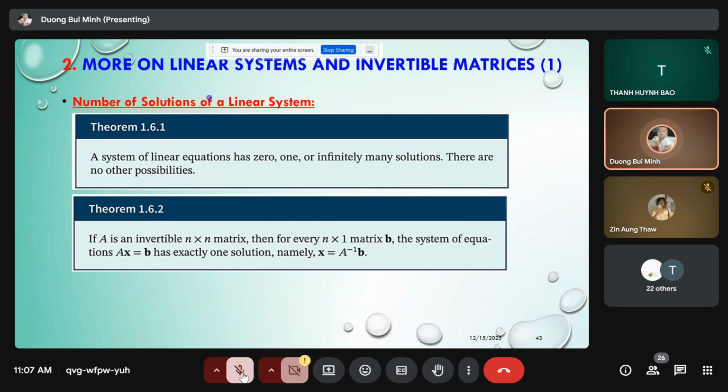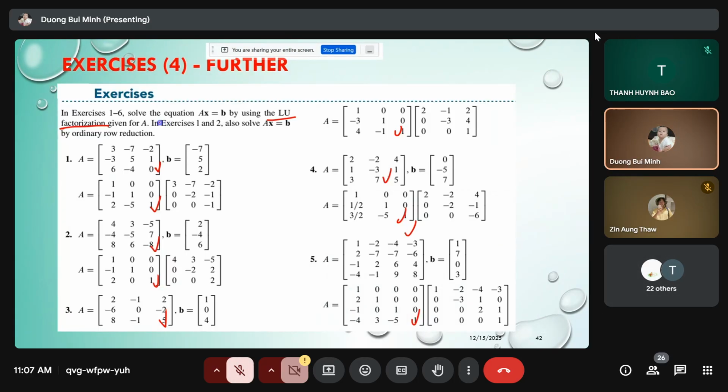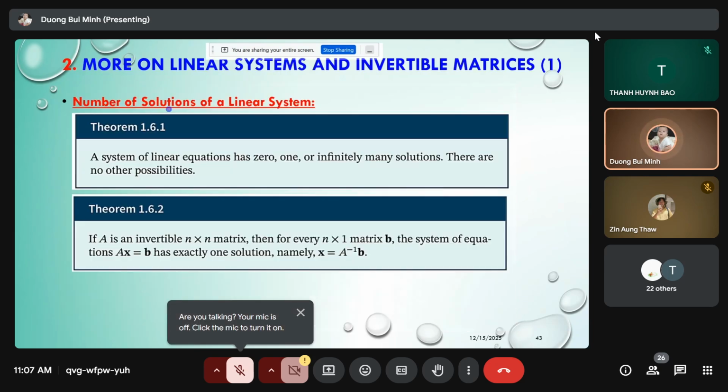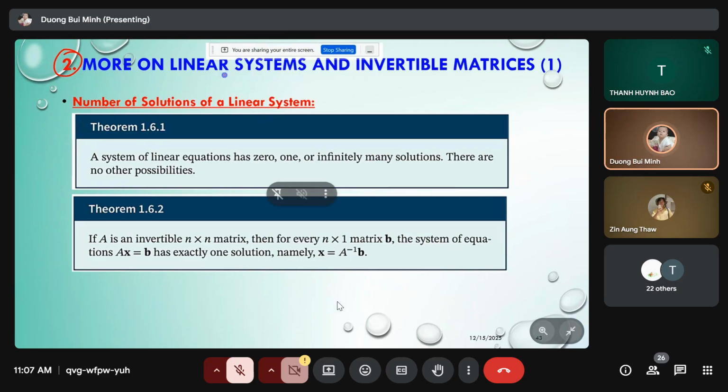So now we finish session 1. Now we go to session 2. We discuss more on linear systems and invertible matrices.